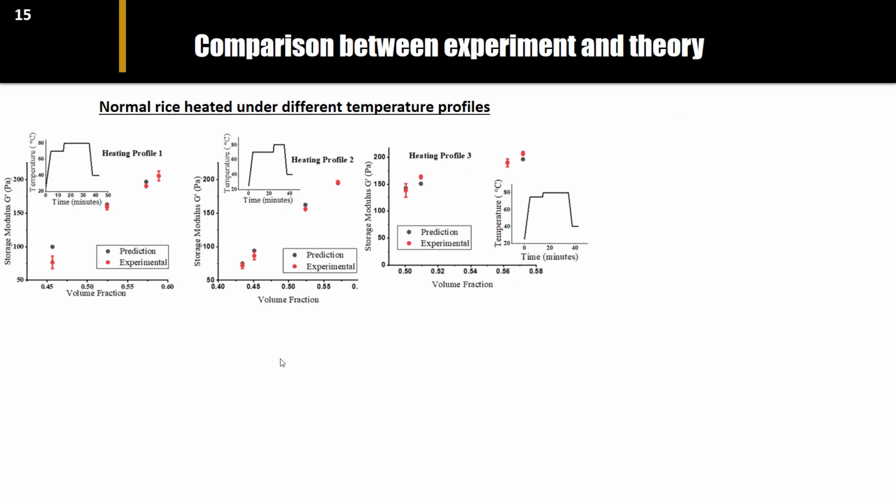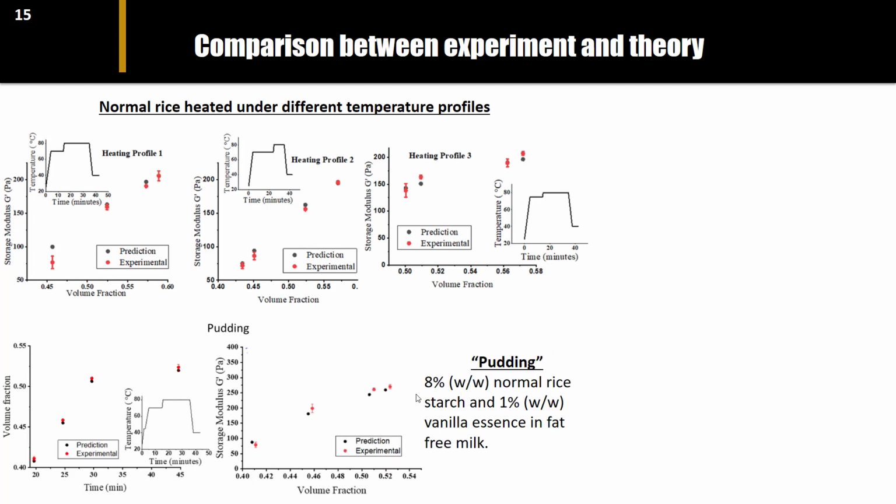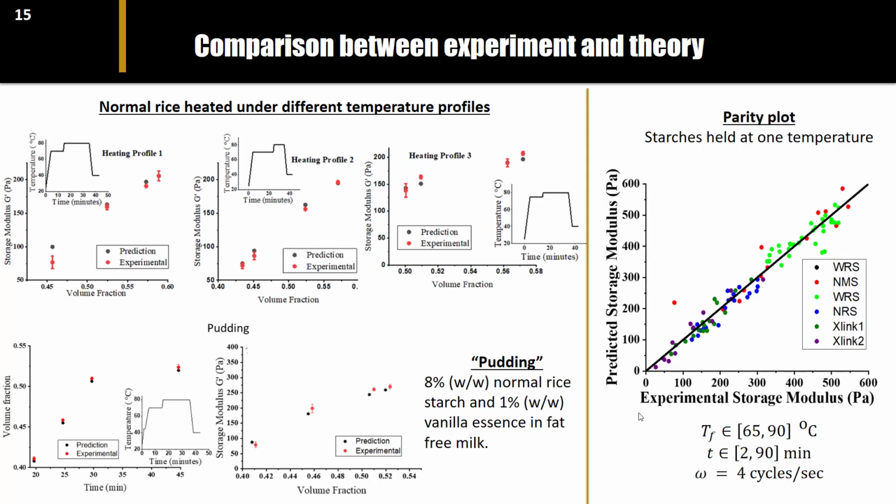We've done a lot of comparisons between experiment and theory to try to validate our methodology. Here we looked at normal rice heated under various temperature profiles, and we looked at, for example, the storage modulus and the volume fraction from our theory versus experiment, and we get very good quantitative agreement. We also simulated some foods like pudding, which are just suspensions of normal rice, and looked at volume fraction and storage modulus during a heating profile, and we also get quantitative agreement.